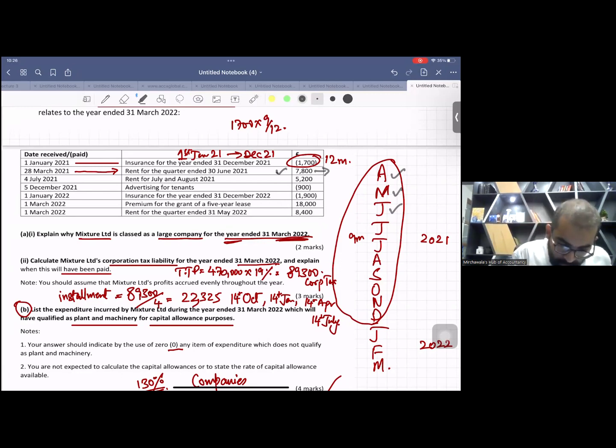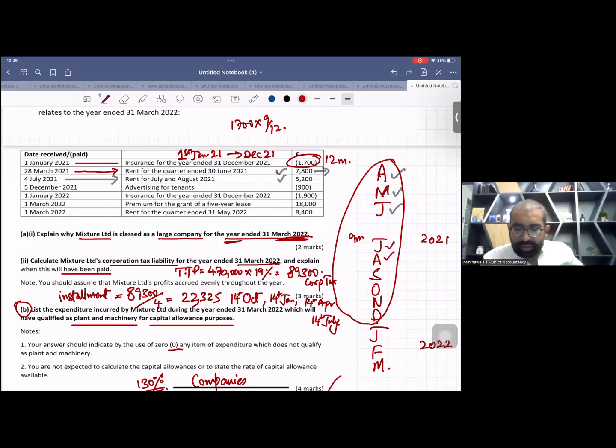Then on 4th July 2021, rent for July and August. I've written June 2 times, sorry, that's my mistake. July and August also fall in our accounting period, so we'll take the complete 5,200 as rental income. Okay. Now, next.